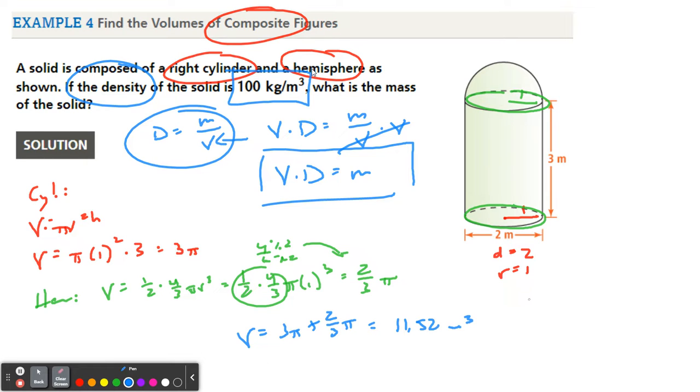That's my volume. So now we're going to take that 11.52 and multiply it by the 100. Again, because they are both in meters cubed and kilograms per meters cubed, your answer will be in kilograms. And that's 1,152 kilograms. And that would be your mass of this composite figure. All right, great.